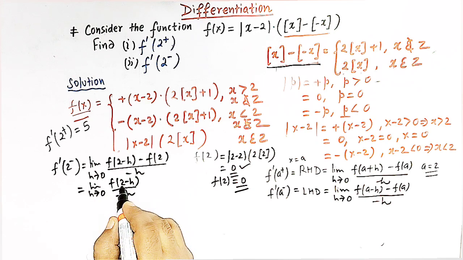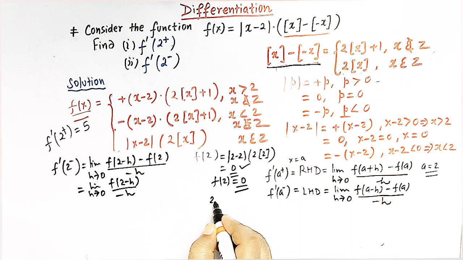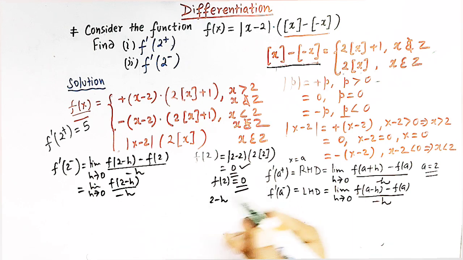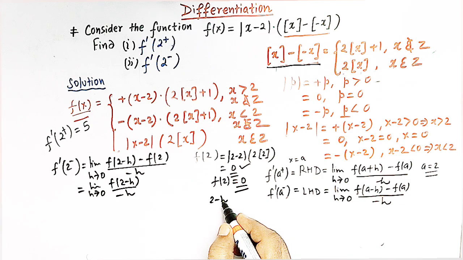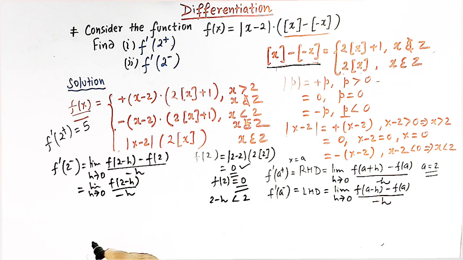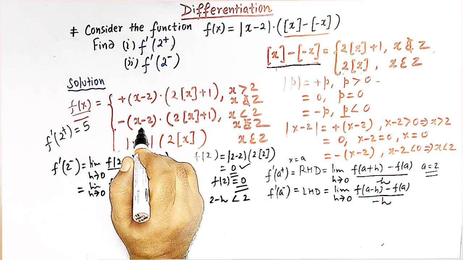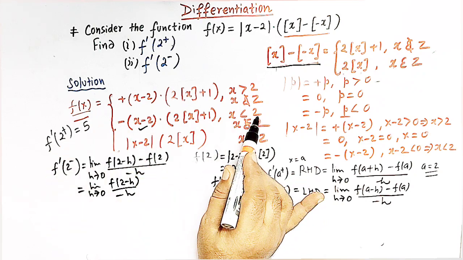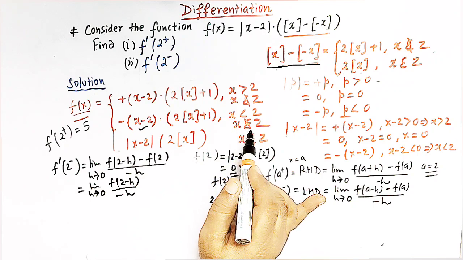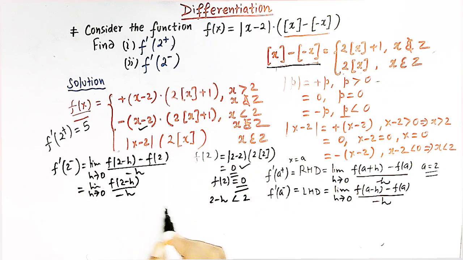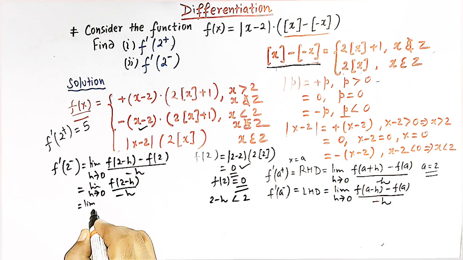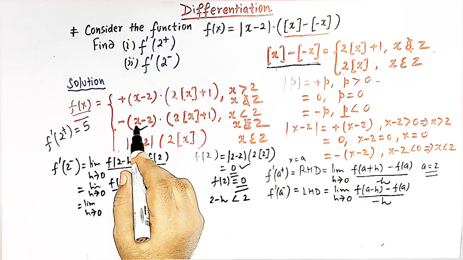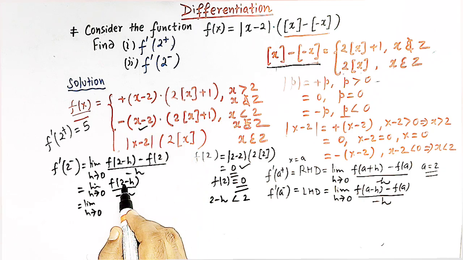Now let us concentrate on this number, that is 2 minus h. Now h is a positive quantity and it is infinitesimally very small. So 2 minus h is less than 2, right? So it means now we have to apply this form of the function f of x, because here we have x less than 2, right? And obviously x does not belong to the set of integers. So 2 minus h is less than 2. So now we have limit h tends to 0, and we can now replace here x by 2 minus h.